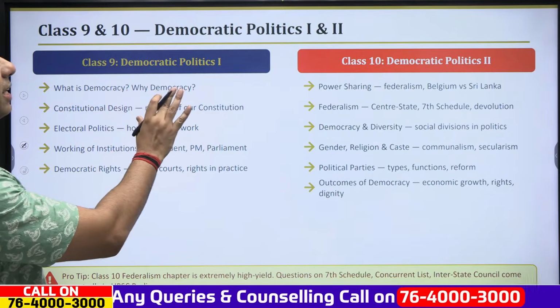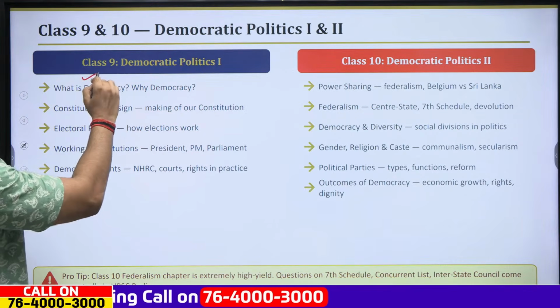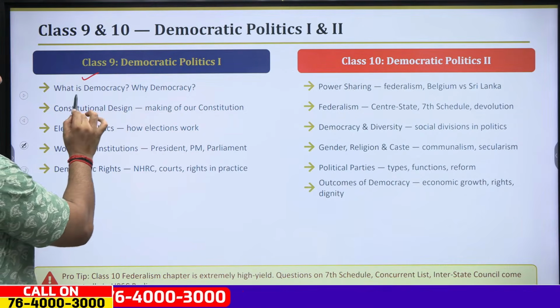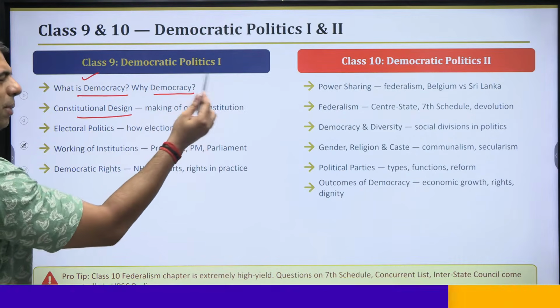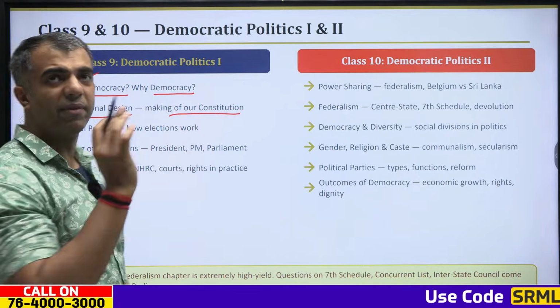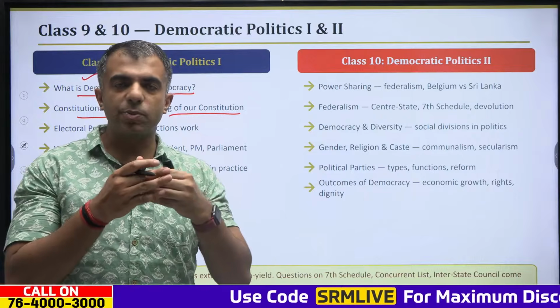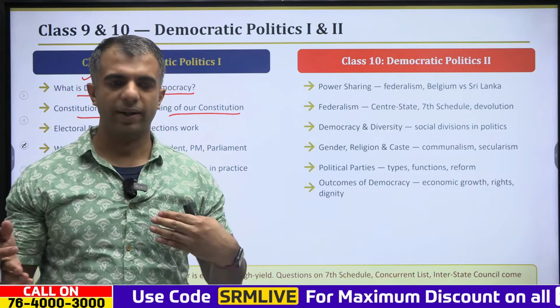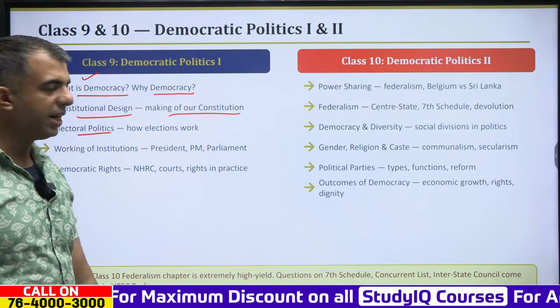Then class 9th and 10th, democratic politics part 1 and part 2. In class 9th NCERT, you will get to understand what is democracy, why democracy, constitutional design, and the making of the entire constitution. This is a very good topic, and in NCERTs it has been covered in a very structured manner. Next, electoral politics has been covered.